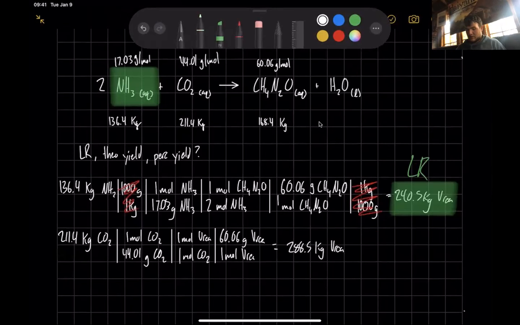And then the next thing is, what is the theoretical yield? Well, the theoretical yield is how much urea would be produced. So it's 240.5 kilograms.